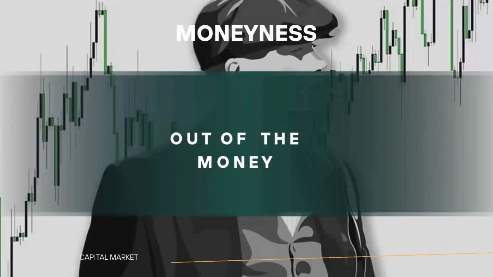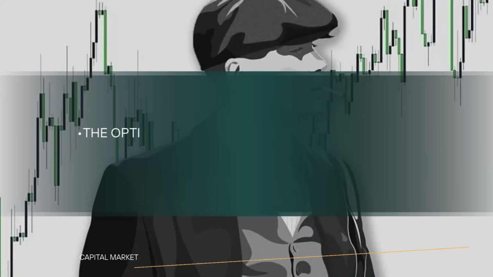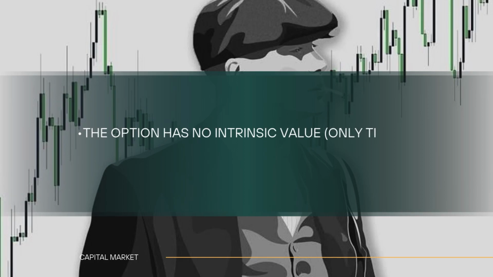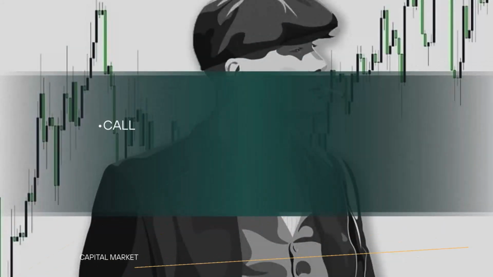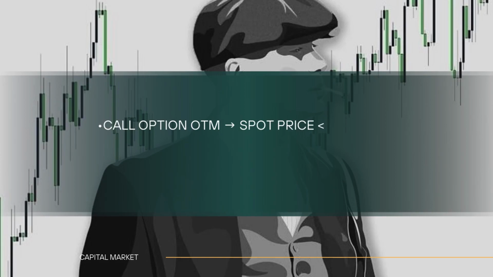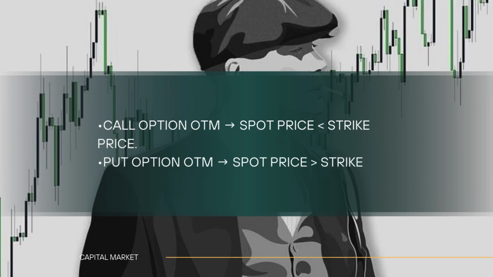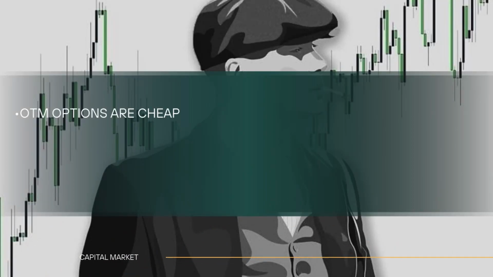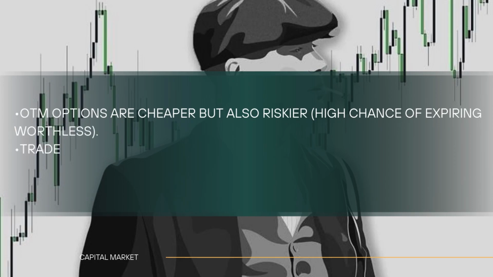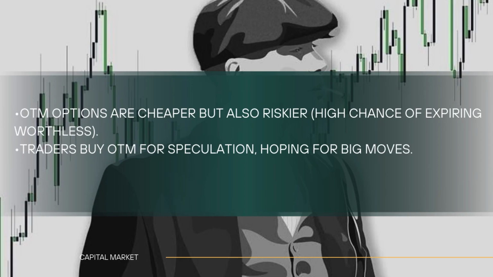Finally, out of the money. These options have no intrinsic value, only time value. Exercising them gives no profit. So if nothing happens, they expire worthless. For a call option, OTM means the spot price is less than the strike price. For a put option, OTM means the spot price is higher than the strike price. OTM options are cheaper to buy but very risky as they have a high chance of expiring worthless. Still, traders buy them for speculation, hoping for a big move in the market.